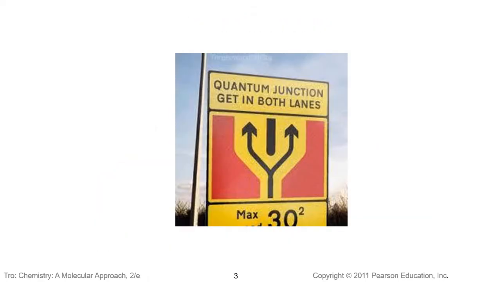So quantum junction, right? Because behaving like an electron, it can actually get in two lanes at once. Okay, I'm sorry.